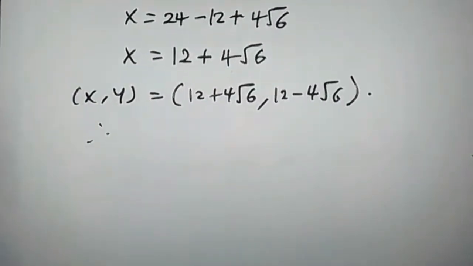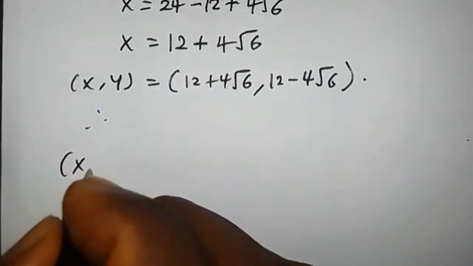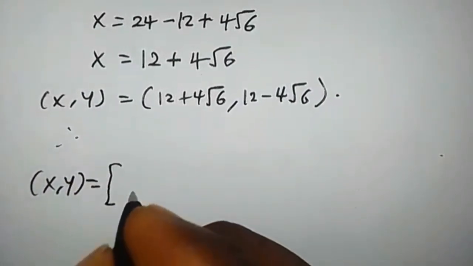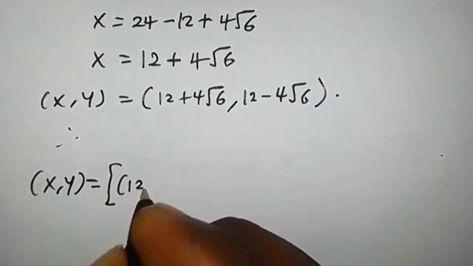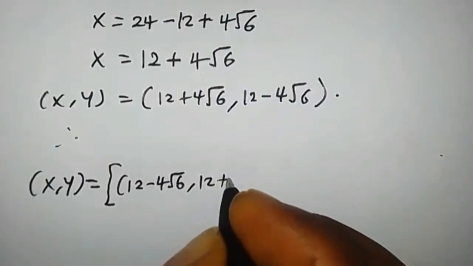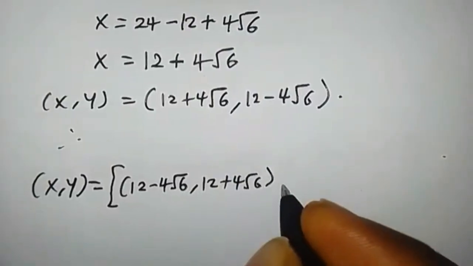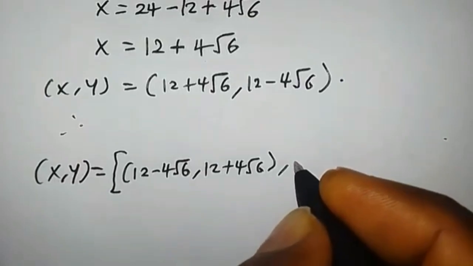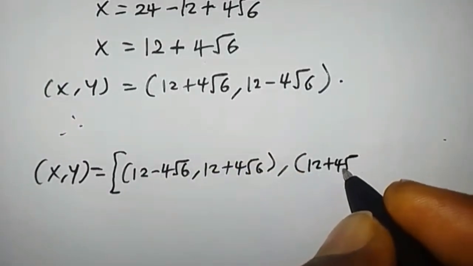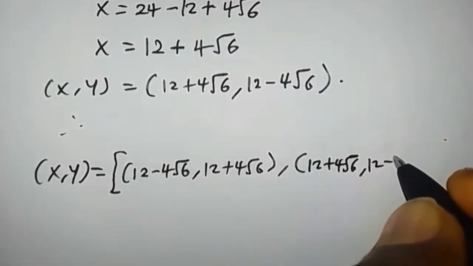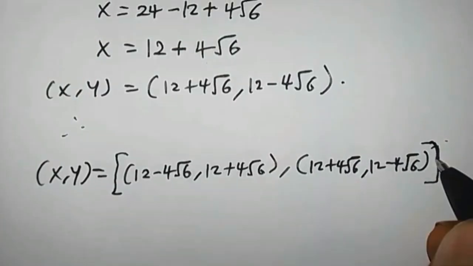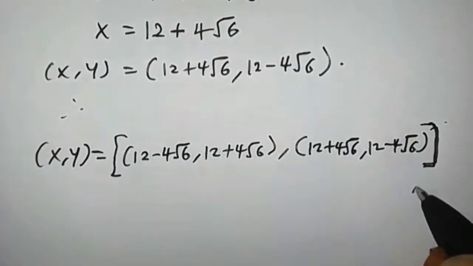Therefore, all the solutions that we have, x comma y is equals to the set of, the first solution is 12 minus 4 root 6, comma 12 plus 4 root 6. And the second solution is what we have here, 12 plus 4 root 6, comma 12 minus 4 root 6. Square brackets. This is the required solution.